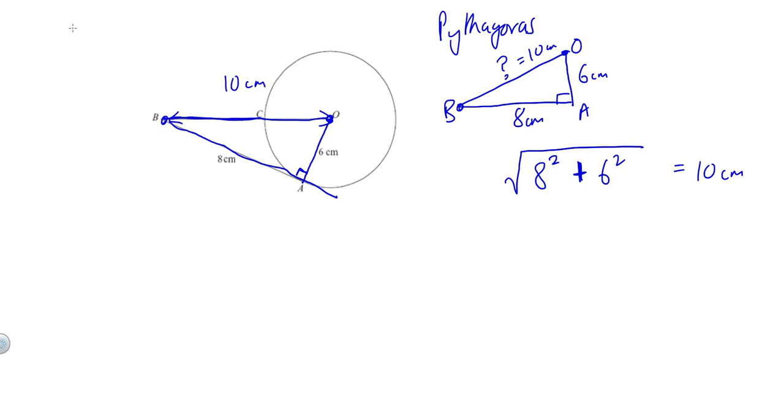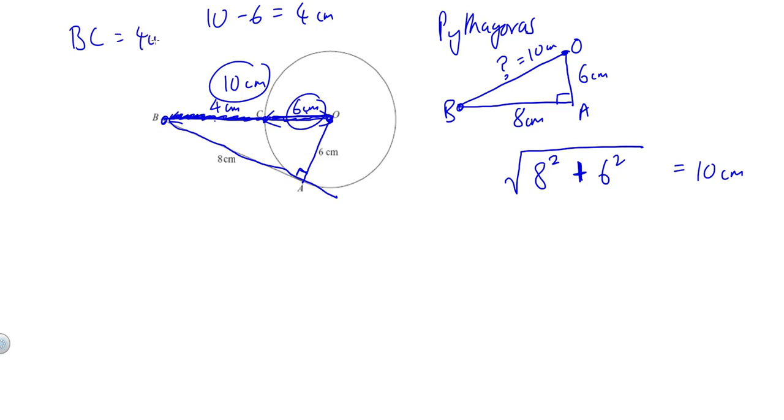But I'm only after B to C, right? Just this bit over here. I know from here to here, that's the radius, isn't it? That is the radius, that's 6 centimeters. So all I've got to do now is 10 take away 6. Leaves me with 4 centimeters. So B to C is 4 centimeters. From C to D is 6 centimeters. 6 plus 4 is 10. So the answer is 4 centimeters.